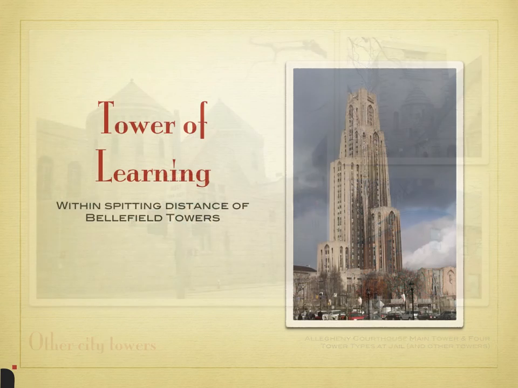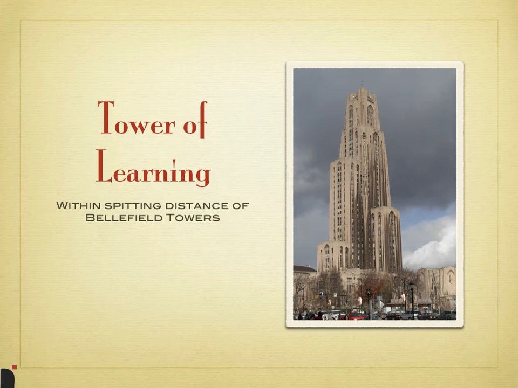Just to give you a huge example, if you look the other way from Row Hall, from my mom's office, you would have seen this. This is known as the Tower of Learning. It is also Gothic Romanesque. It's so obvious, the same architecture. And it's often called the tallest schoolhouse in the Western Hemisphere. It's practically within spitting distance of Bellafield Towers. Almost literally spitting distance, because the building is 42 stories.